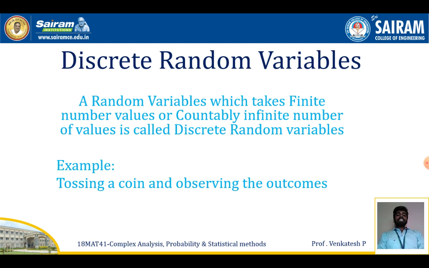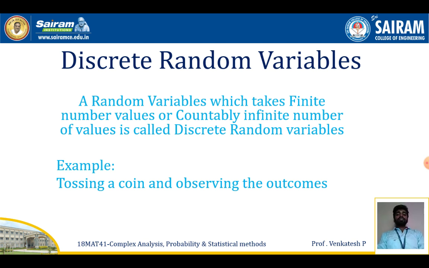Next one is discrete random variable. A random variable which takes a finite number of values or a countably infinite number of values is called a discrete random variable. If the random variable has a finite number of elements, we can call it a discrete random variable. Say for example, tossing a coin and observing the outcomes.